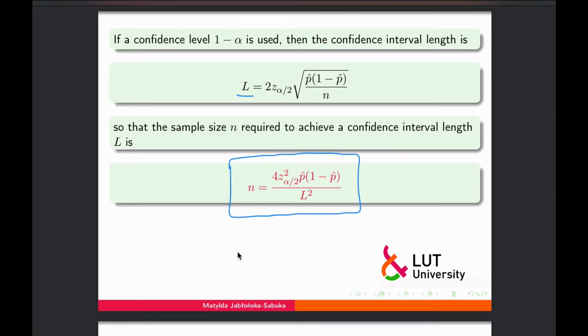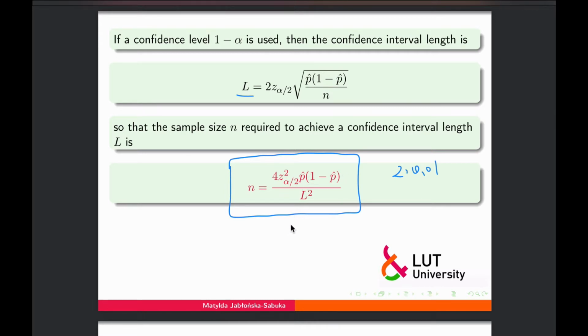So then, if we know the width of the confidence interval that we would like to have, for instance, if you would like to have a proportion plus minus 1%, then the length of the confidence interval would be twice 0.01, because of course it's plus minus. And then the critical value you know, because you know with what confidence you would like a specific width of the interval, and then you have the population proportion.